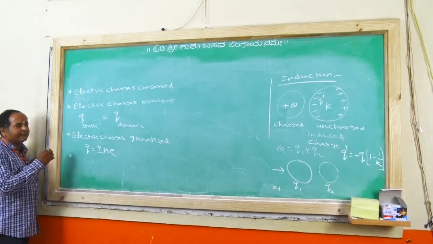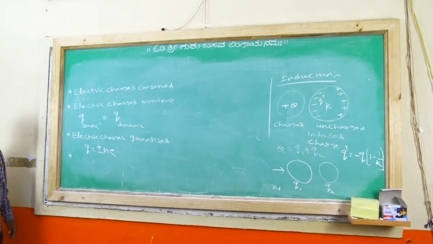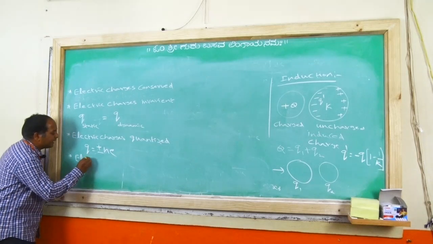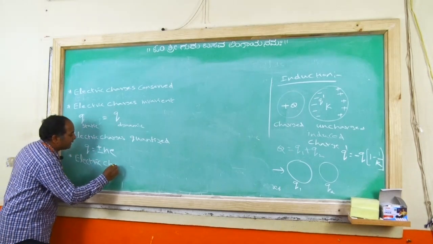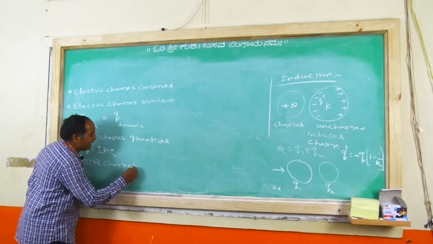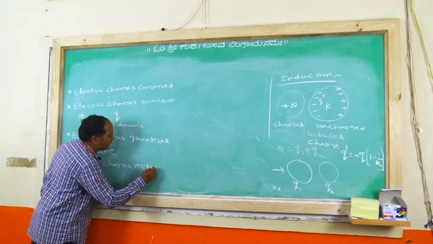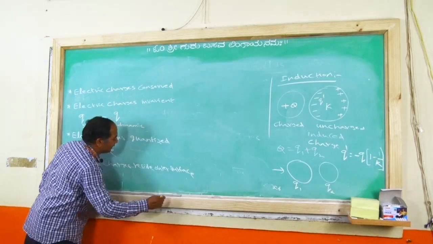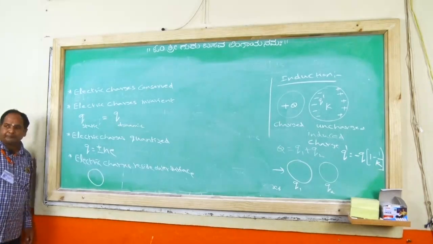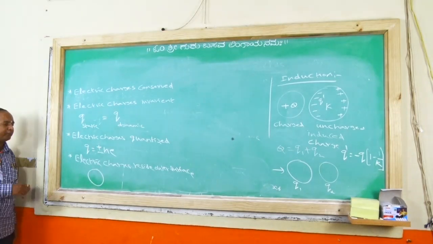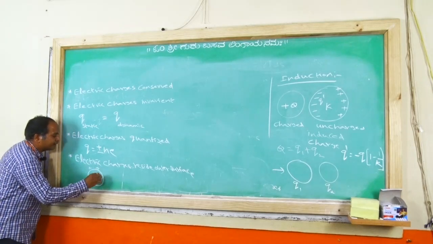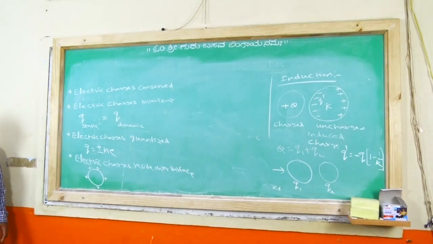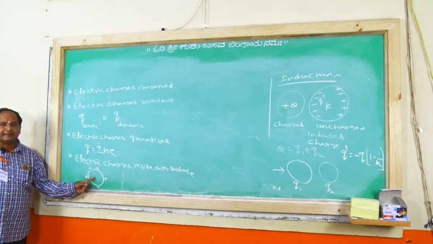The next one: electric charges always reside on the outer surface. Suppose let us assume that this is one body. If you supply electric charges to that body, those charges occupy only the outer surface. They never move inside.